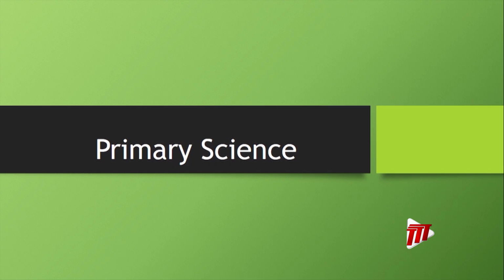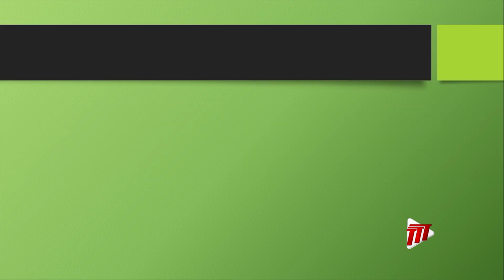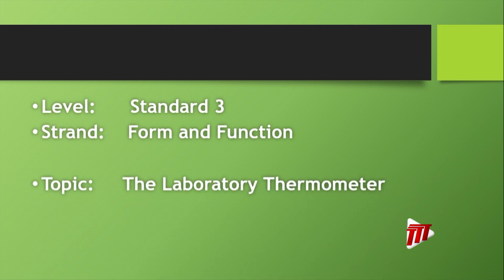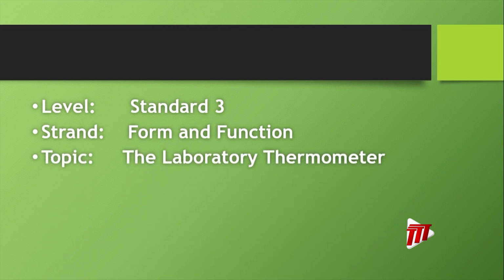So our lesson today would be primary science at standard 3 level. The strand would be form and function, and the topic that we are focusing on today would be the laboratory thermometer.